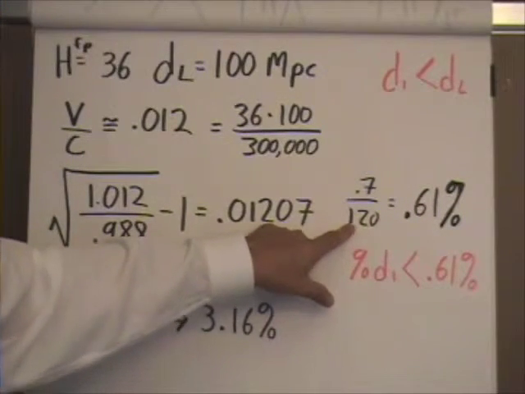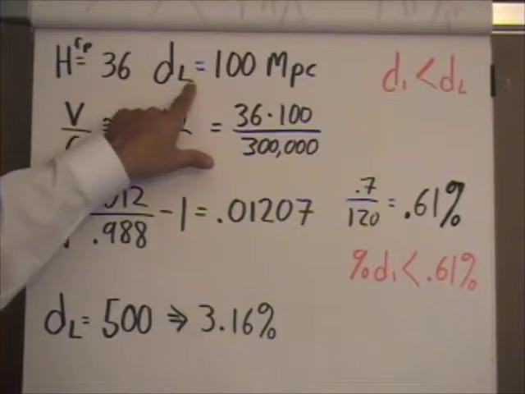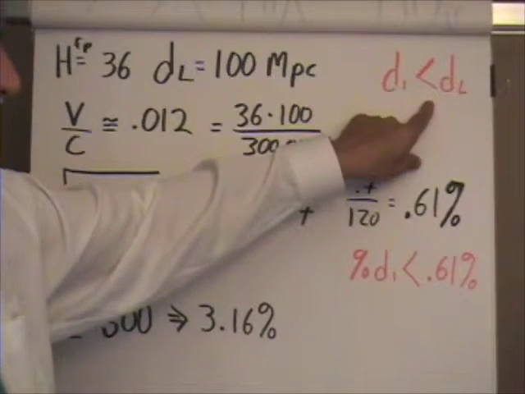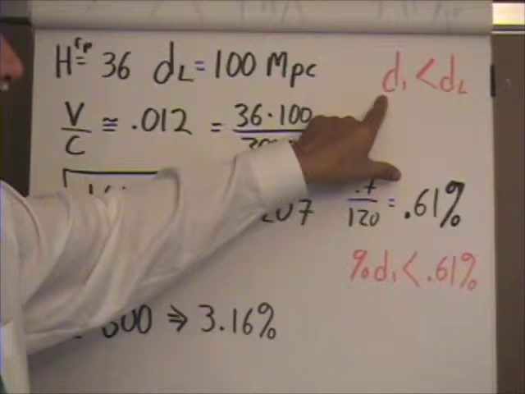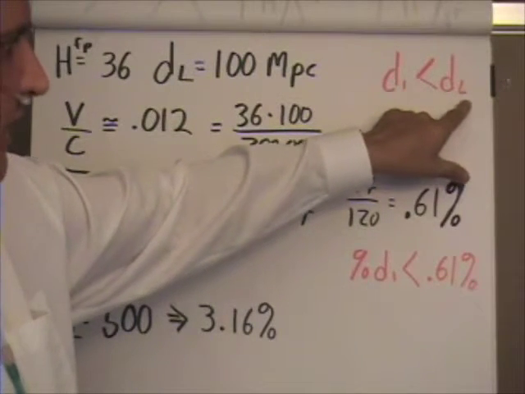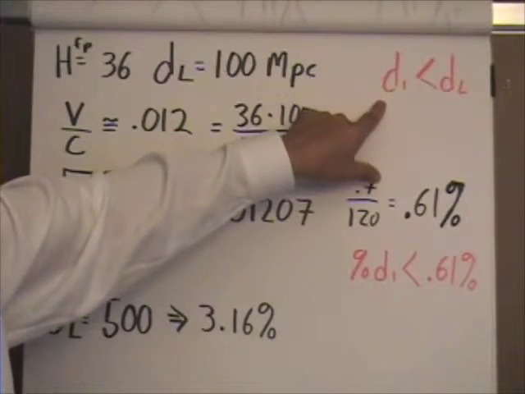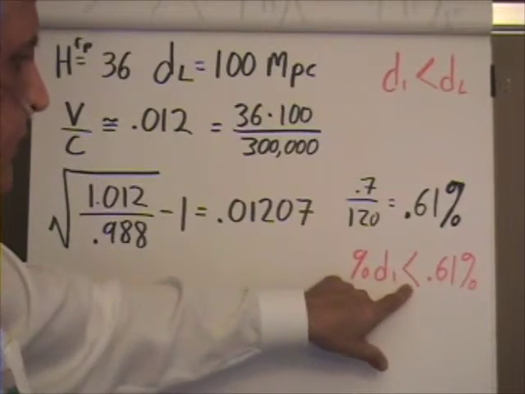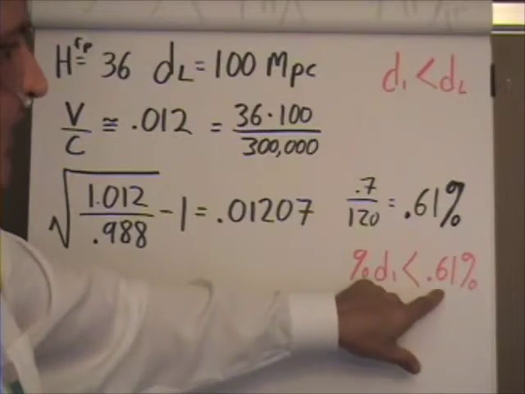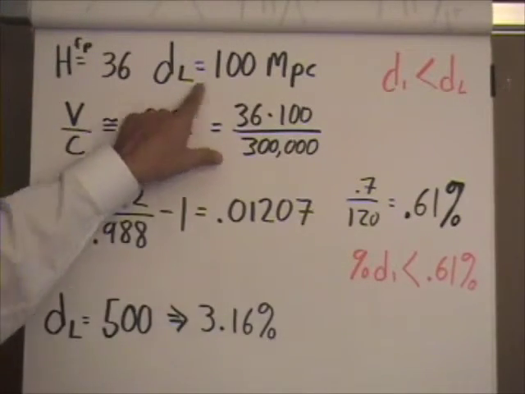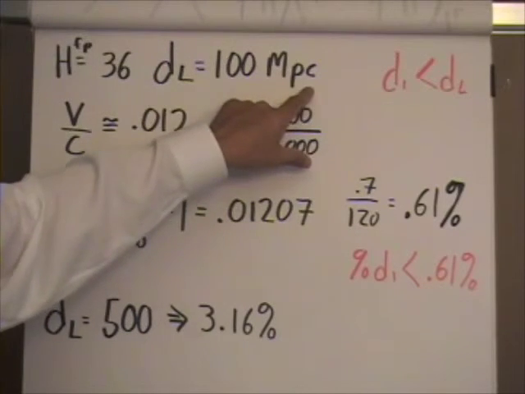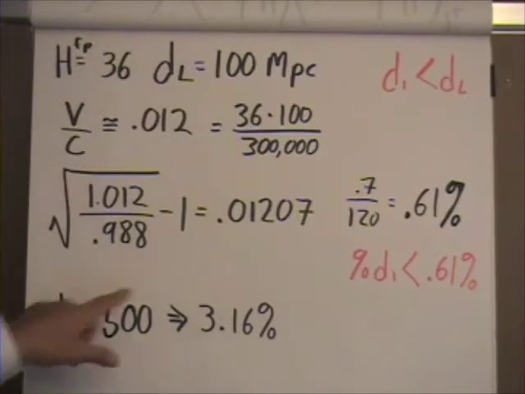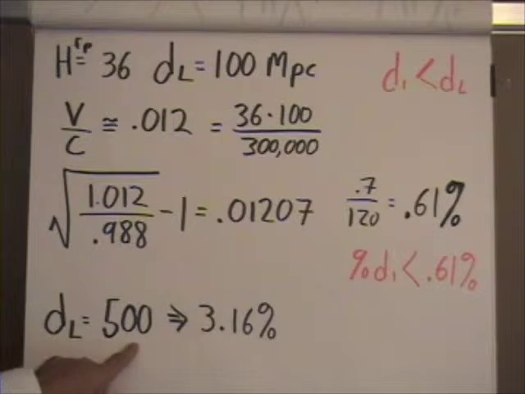Now remember that this quick estimate is for dL, but the relativistic issue arises for d1. We know that d1 is less than dL in all cases observed to date, which means that the percentage difference for d1 would be less than this at a distance of dL is 100 megaparsecs. The same kind of quick analysis for dL equals 500 megaparsecs. The difference is 3.16%.